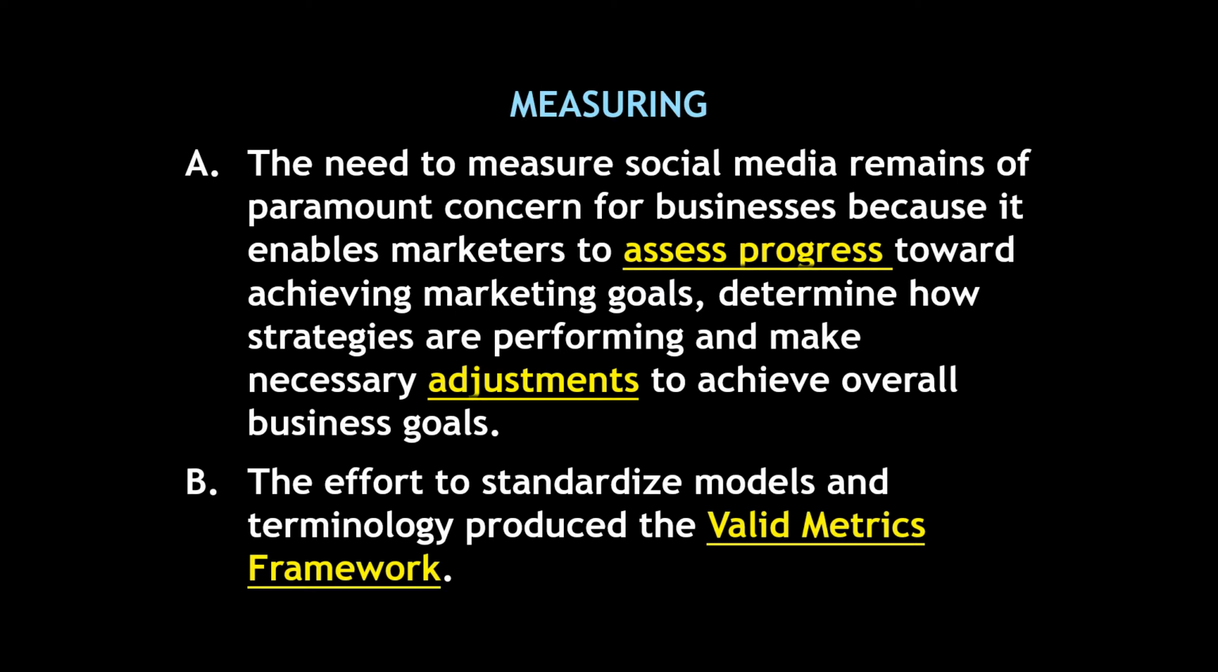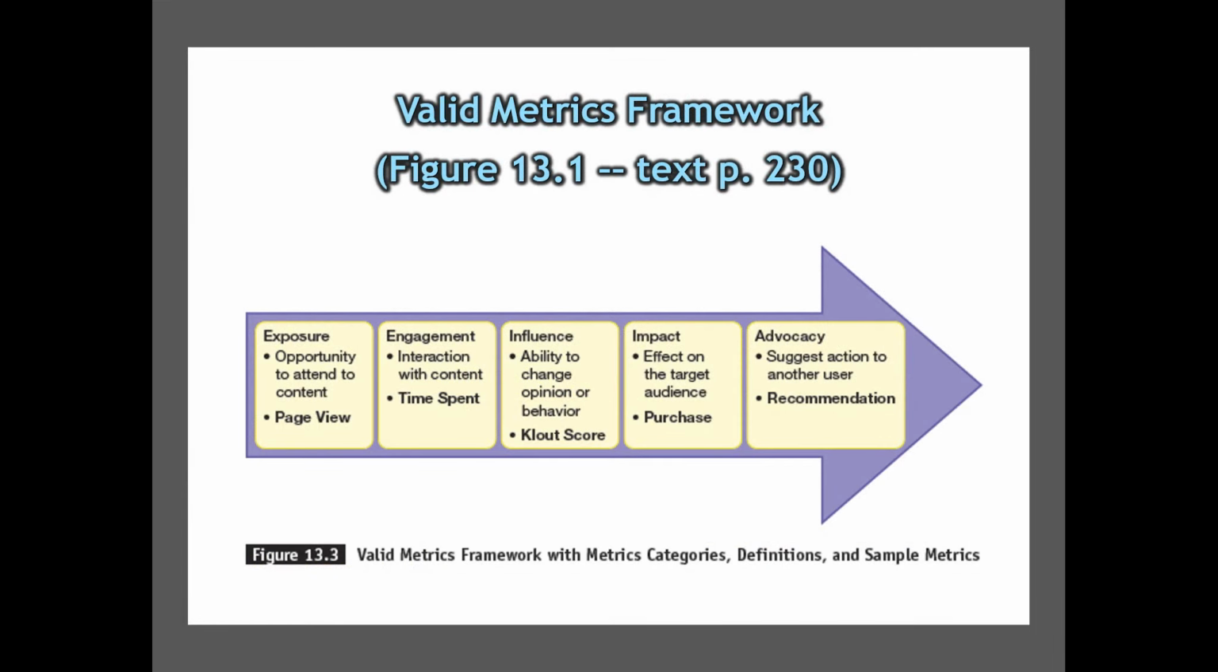One of the efforts to standardize models and terminology has produced what's called the Valid Metrics Framework. There's a better picture of this graphic in your textbook. This is figure 13.3, but the Valid Metrics Framework is basically broken down into 5 parts. There is exposure, engagement, influence, impact, and advocacy. So those are different criteria that you could use to determine how well your social media presence is doing.